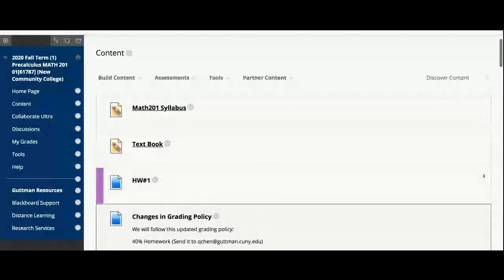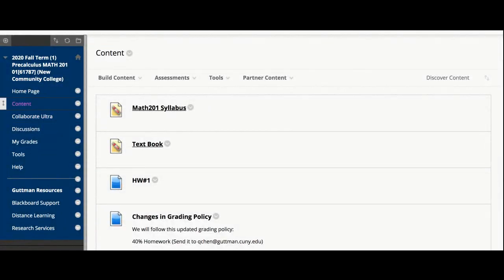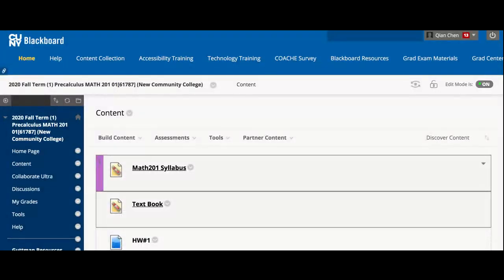Okay, you can see this, right? This is a CUNY Blackboard and the content. So if you click on content, it shows you this.